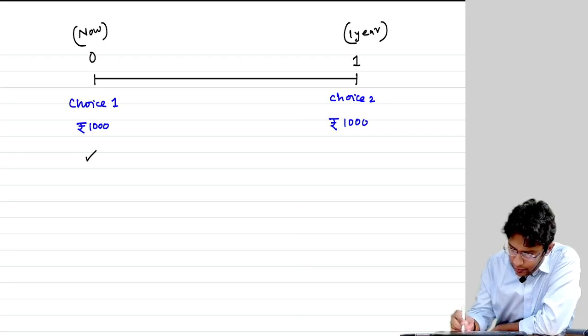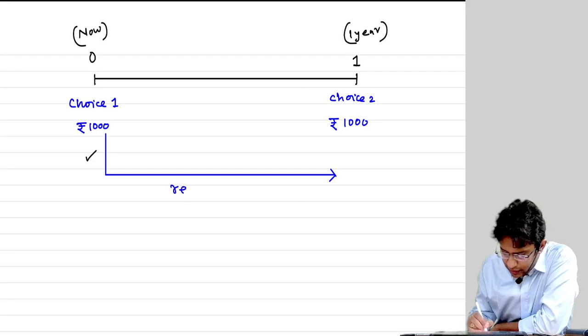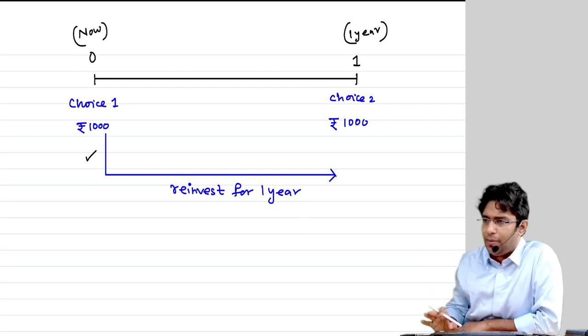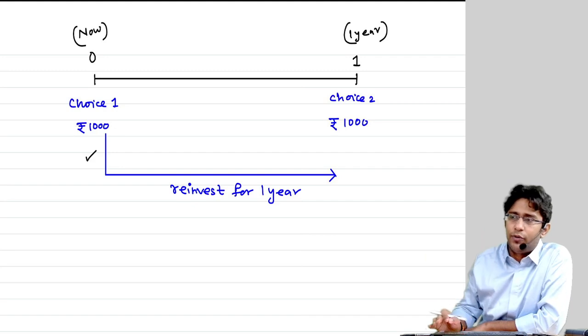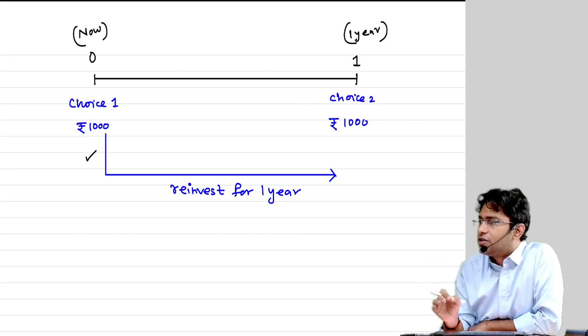Choice one, whatever 1000 rupees is there, if you reinvest for 1 year, sir, at what rate? Whatever rate is prevailing in the market, wherever you invest. At least the bare minimum rate is what? Risk-free rate. Risk-free rate is what? The rate which the government gives on treasury bills.